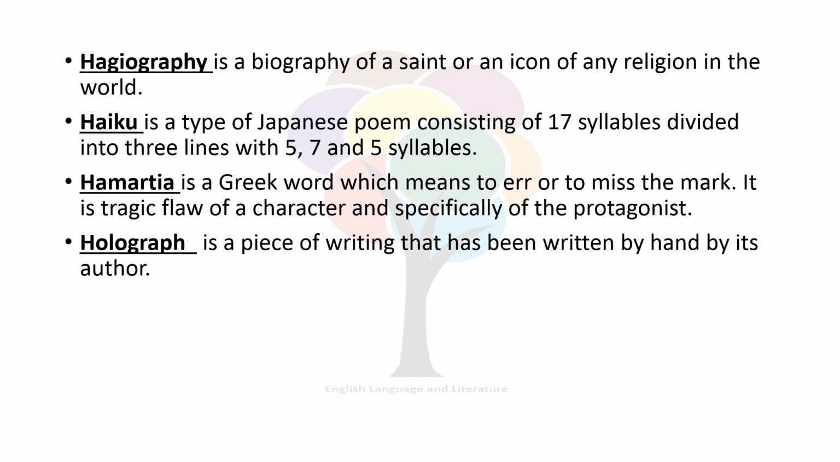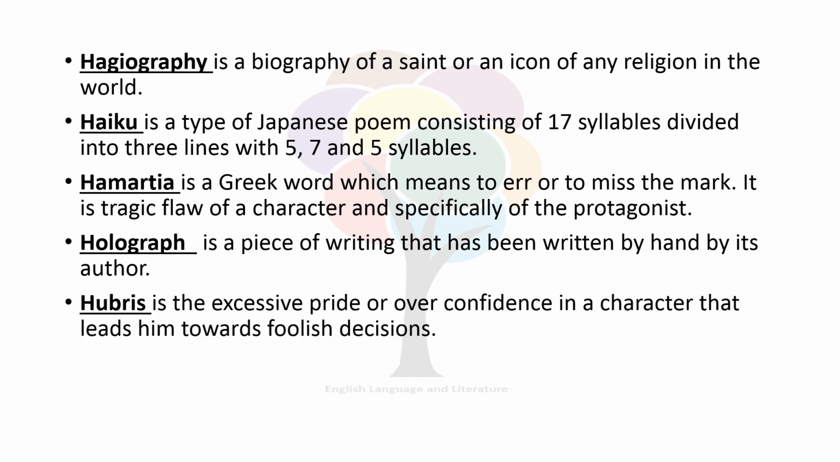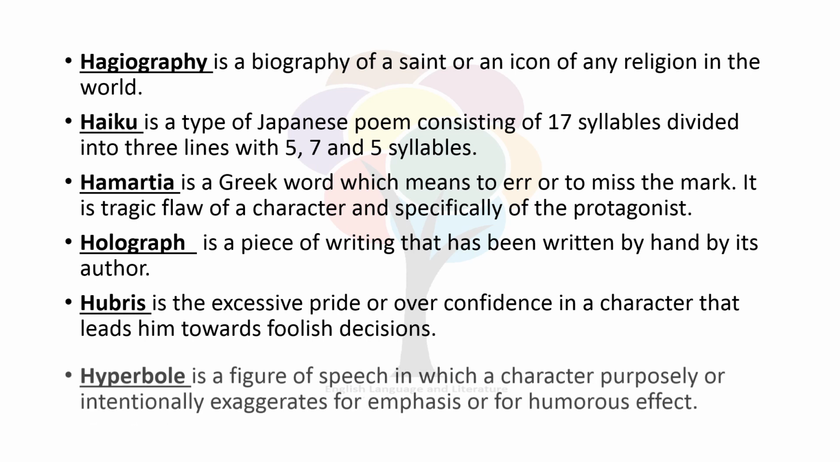Holograph. Holograph is a piece of writing that has been written by hand by its author. Hubris. Hubris is the excessive pride or overconfidence in a character that leads him towards foolish decisions. The character of King Oedipus provides a classic example of a character who suffers from hubris or excessive pride. Due to his hubris, he attempts to defy the prophecies of the gods, but ended up doing what he feared the most.